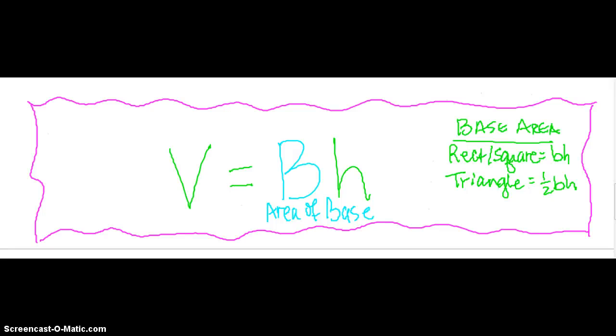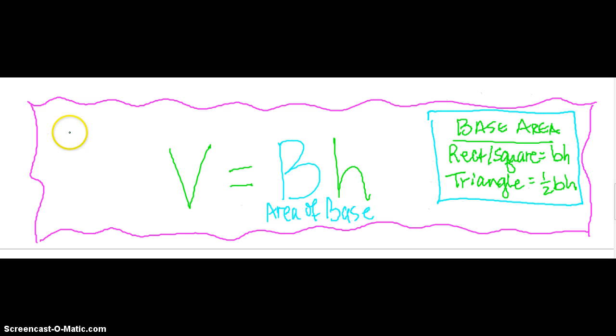Volume. Yesterday's video was all about finding the volume of prisms. To find the volume, it has to be a three-dimensional shape. And so we need to know the base and find its area times the height of the prism. So to the right here, I have put the formulas for a triangle and a rectangle or a square.